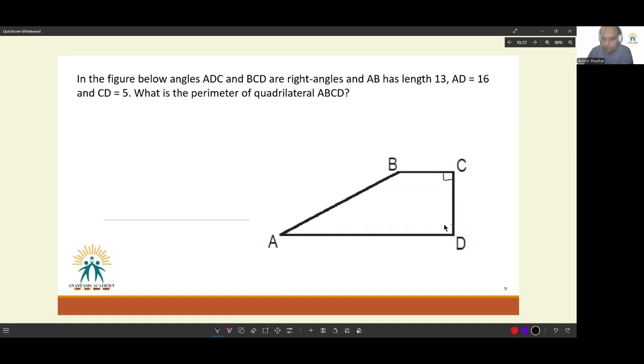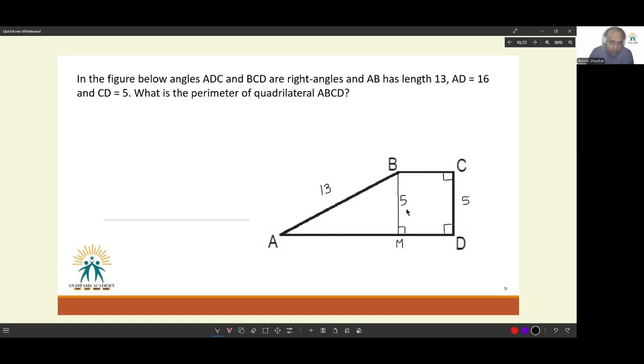This is 90. This is 90. AB has a length of 30. AD has a length of 60 and CD is 5. If CD is 5, I drop a perpendicular from B to D, let's say at point N. If this is 5, look at triangle ABM.